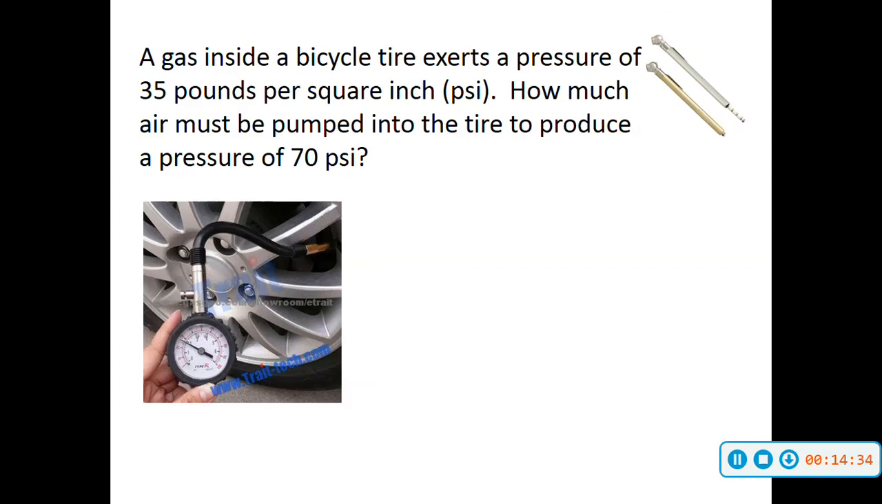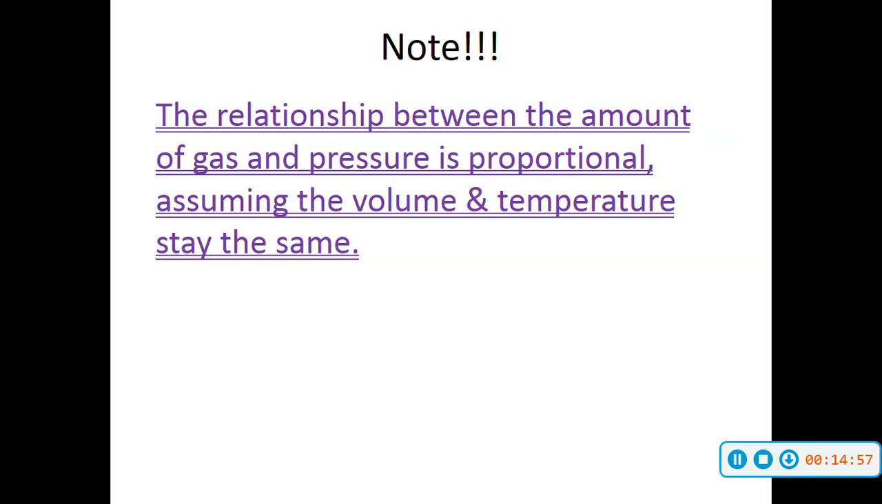Okay, so if we are going from 35 psi to 70 psi, that's a difference of 35. So basically, we are doubling the amount of pressure we have. If we're doubling the amount of pressure, then that means we're basically just doubling the amount of air inside of our tire. Okay, so the relationship between the amount of gas and pressure is proportional, assuming that the volume and temperature stay the same.